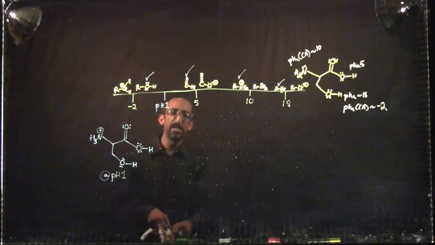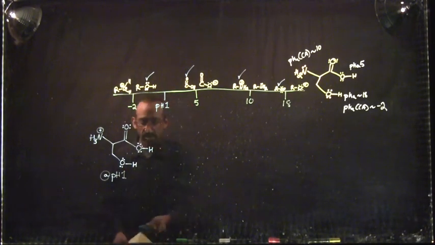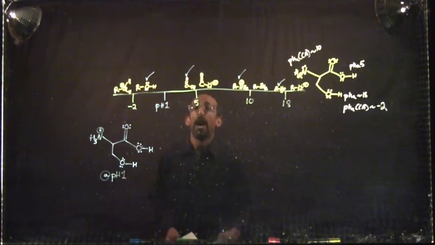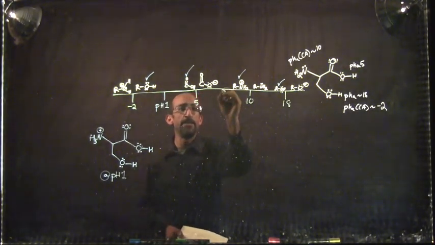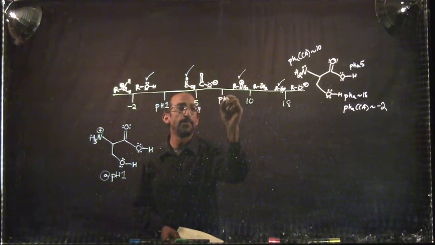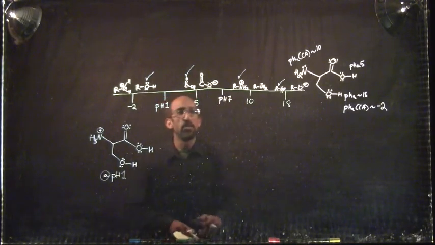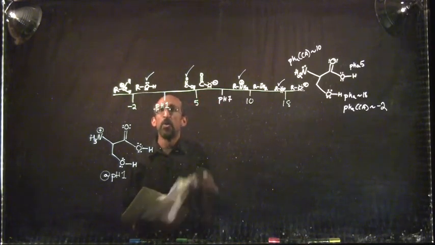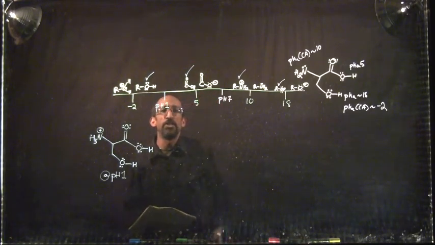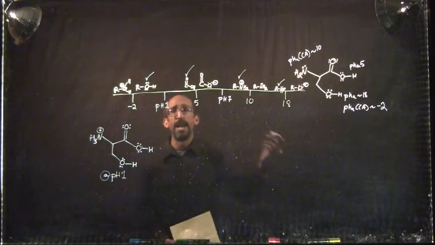Now what happens if it's at a pH of, let's say, 7? I repeat this same process. I would mark that pH on my number line. So 7 here between 5 and 10. And I would once again evaluate which of my forms for each functional group is closer to that pH.